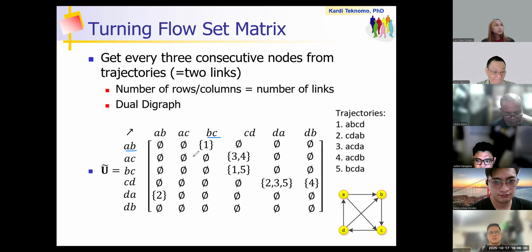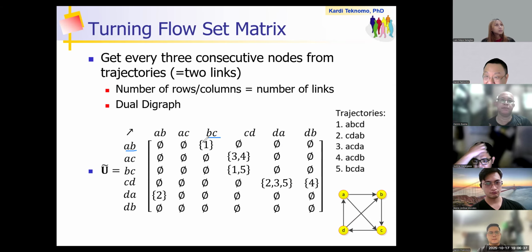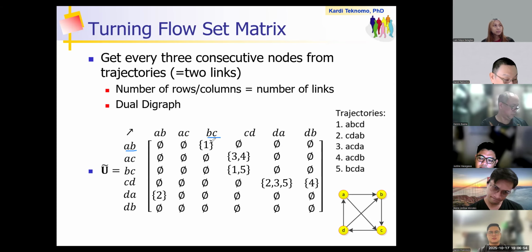Is it clear or not? So from A, B, and then B, C, that means consecutive 3 nodes, right? Then you can get the turning. Is it turning left, turning right, or going straight? Or U-turn, you can get from here. So I hope this is interesting enough to motivate you to study this.